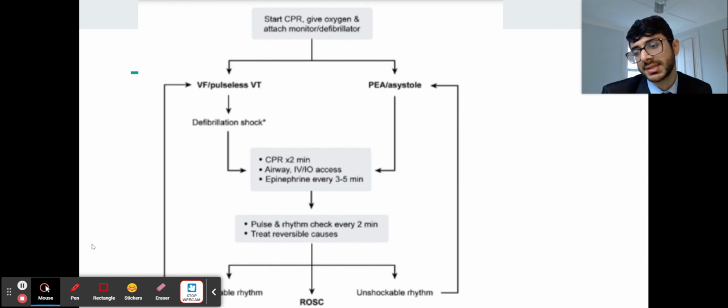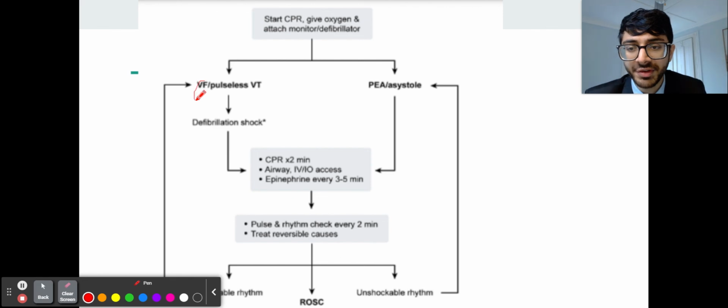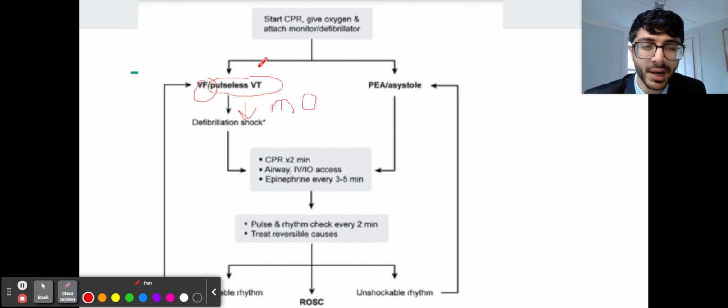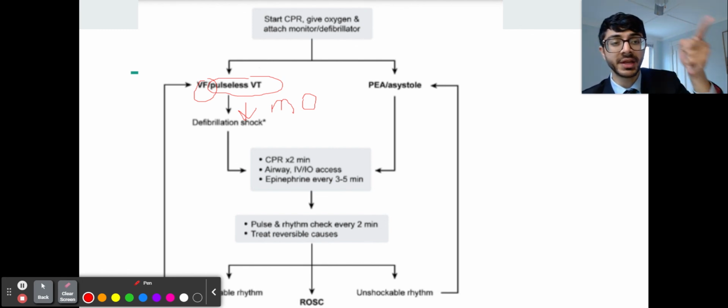Oh, okay. This is just the last thing. So far we've defibbed only two things. We've defibbed unstable polymorphic V tach and we've defibbed VFib. So this is VFib, pulseless V tach, and they say defib this. And remember, if it was monomorphic and unstable, we synchronized cardiovert them. I will also let you know that if they don't come back, we defib them.